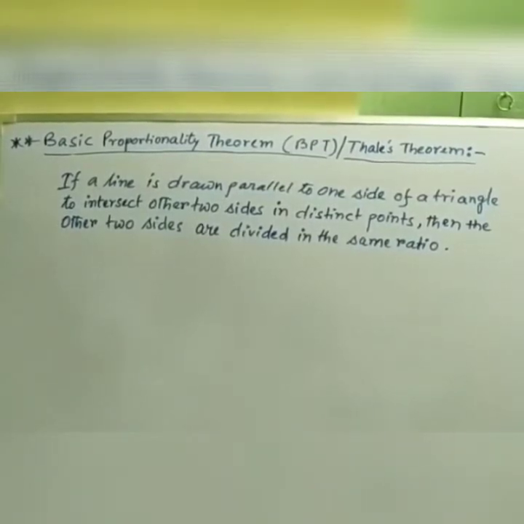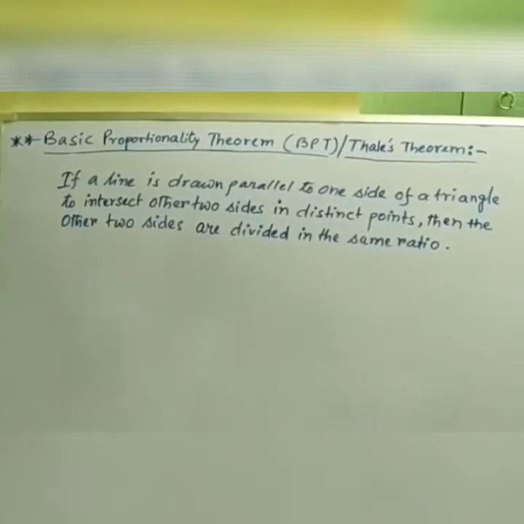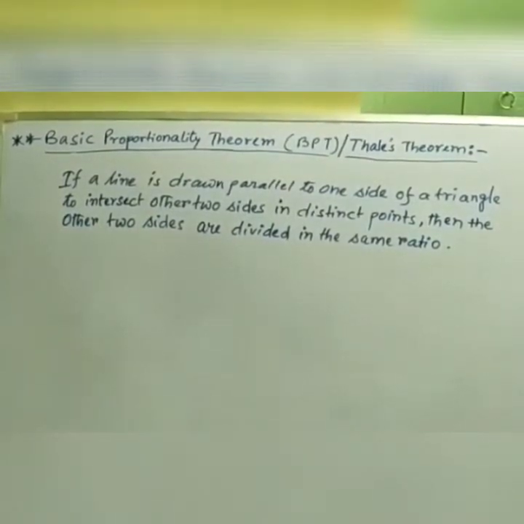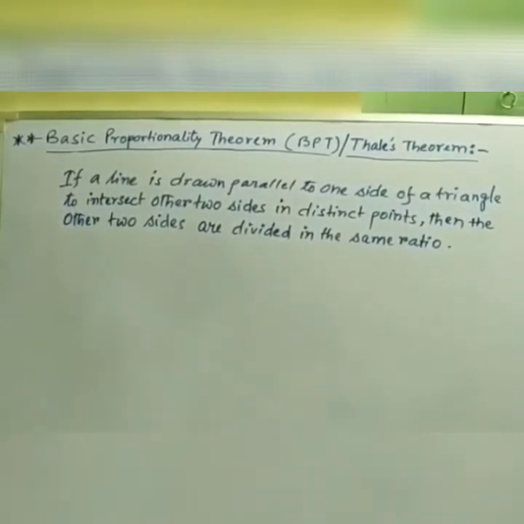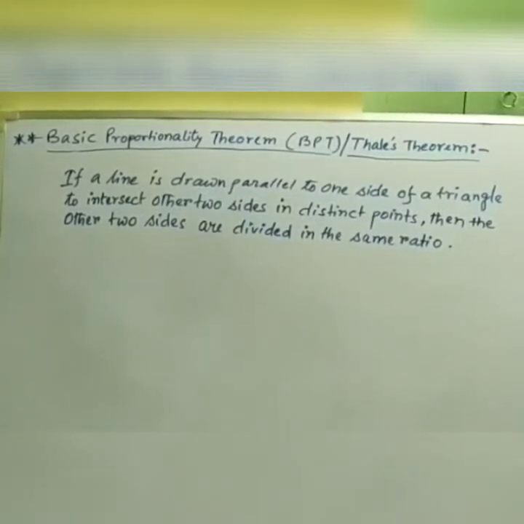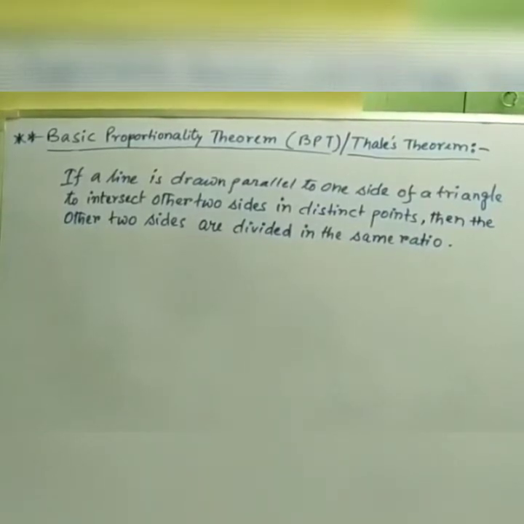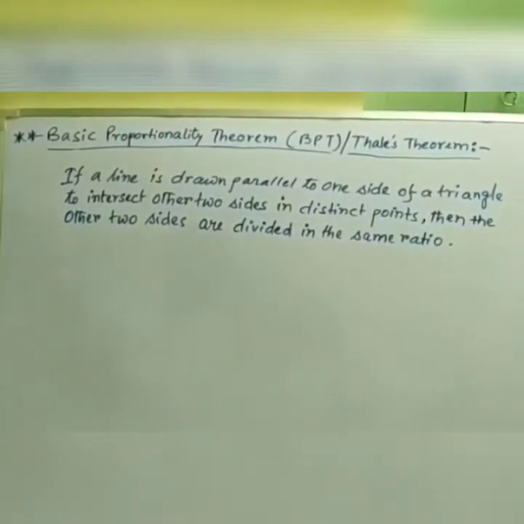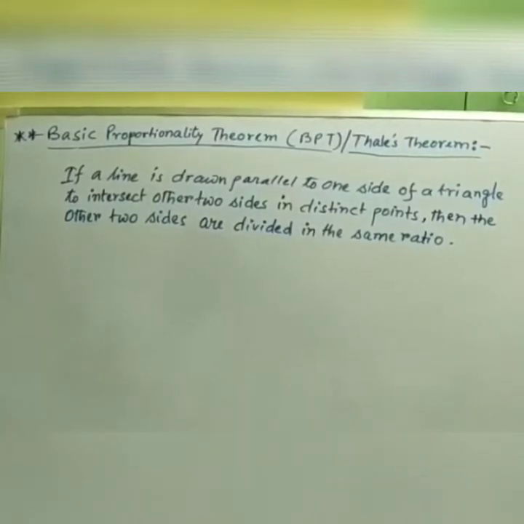Okay, so at first for the theorem you need to understand the statement, and the statement of BPT is: if a line is drawn parallel to one side of a triangle to intersect the other two sides in distinct points, then the other two sides are divided in the same ratio. So this is the statement of BPT.